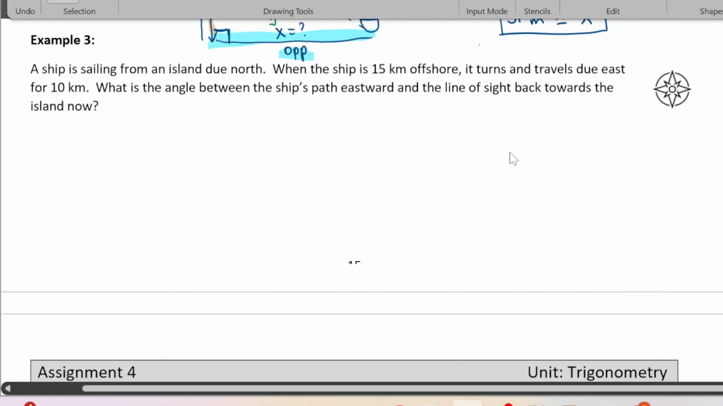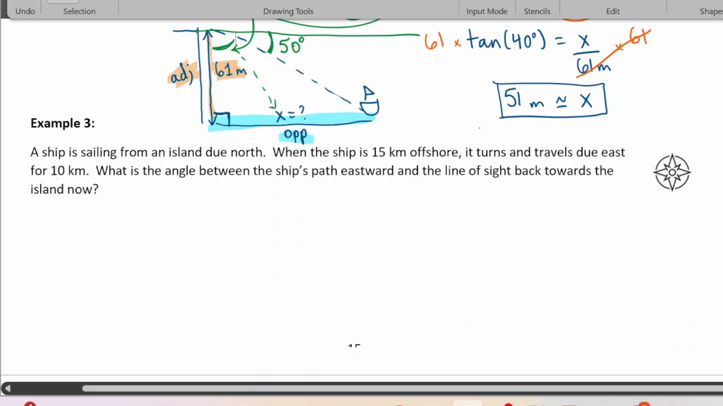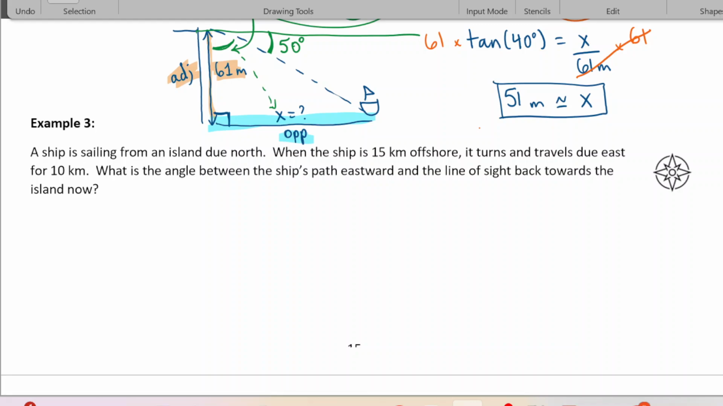Okay, now this question involves directions, north, south, east, west. So first thing we're going to do is just read it and then we'll remind ourselves what our compass is. So a ship is sailing from an island due north. When the ship is 15 kilometers offshore, it turns and travels east for 10 kilometers. What is the angle between the ship's eastward path and the line of sight back to the island now? Okay, so when we draw things with north, south, east, west, we need to use the right directions. North, south, east, west.